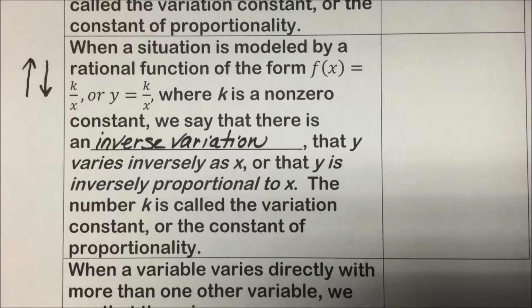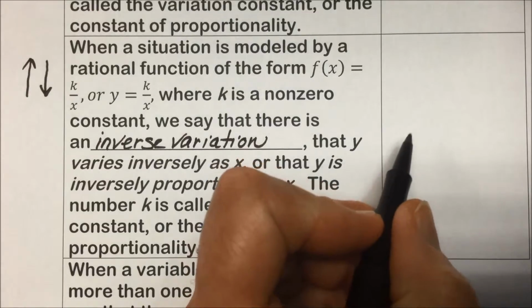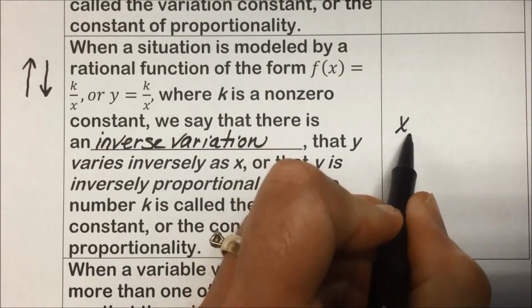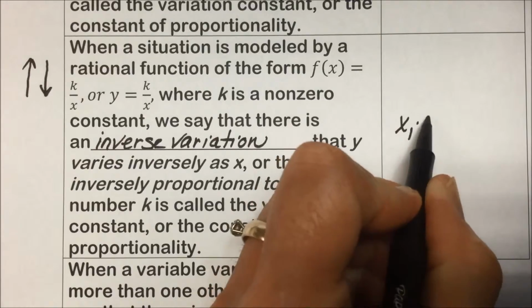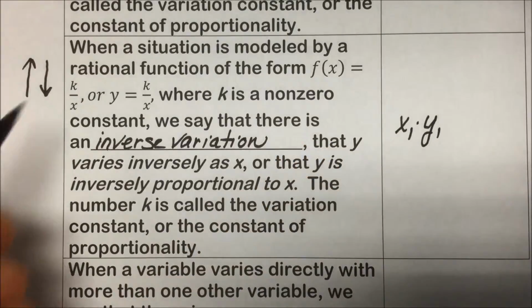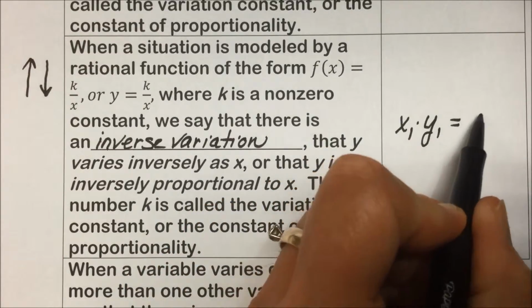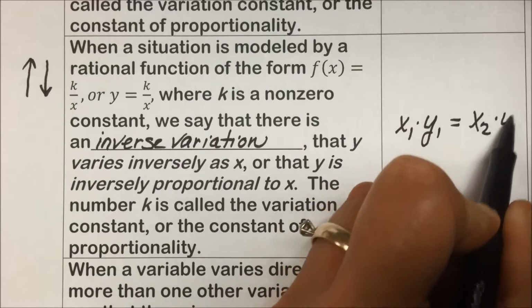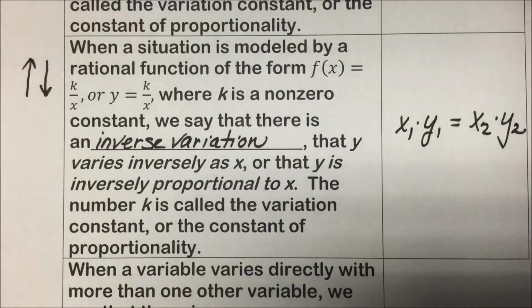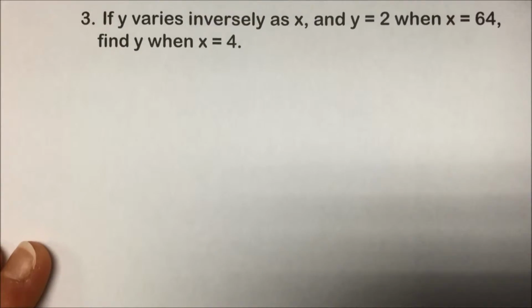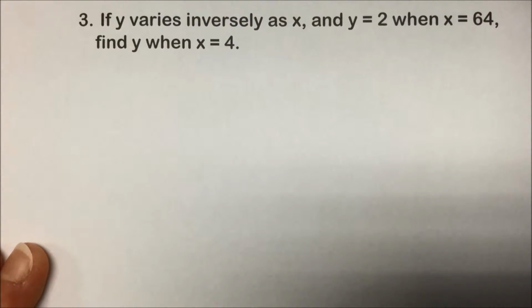And we can solve an inverse variation by the following formula for the pairs that follow an inverse variation. The product of the two values from one pair is equal to the product of the other two values. Let's take a look at an example of an inverse variation. This is a generic one. If y varies inversely as x and y is 2 when x is 64, find y when x is 4.